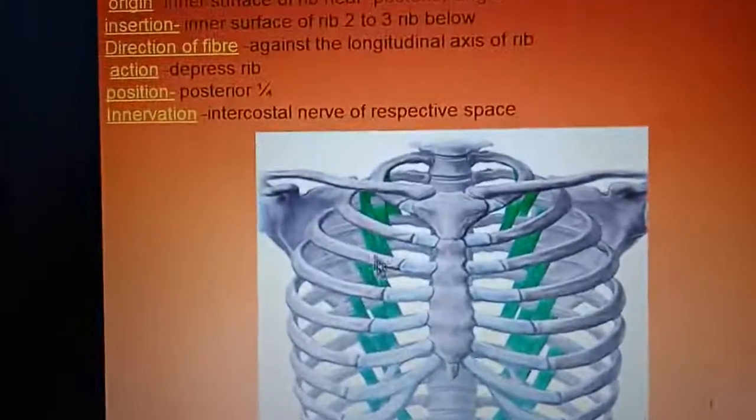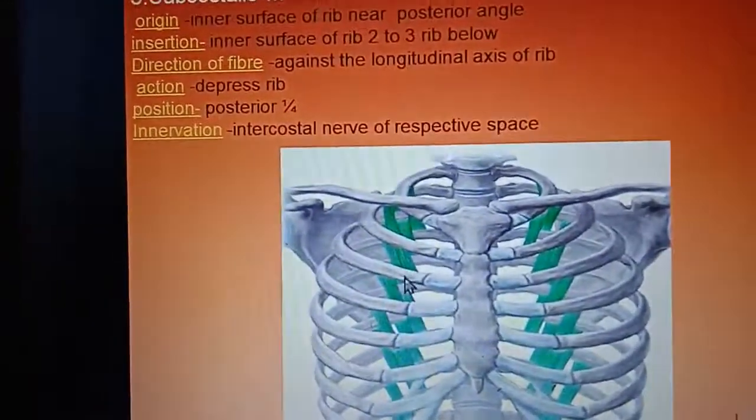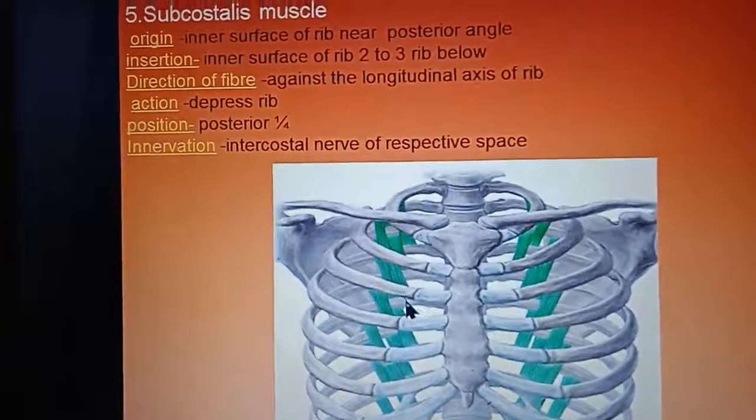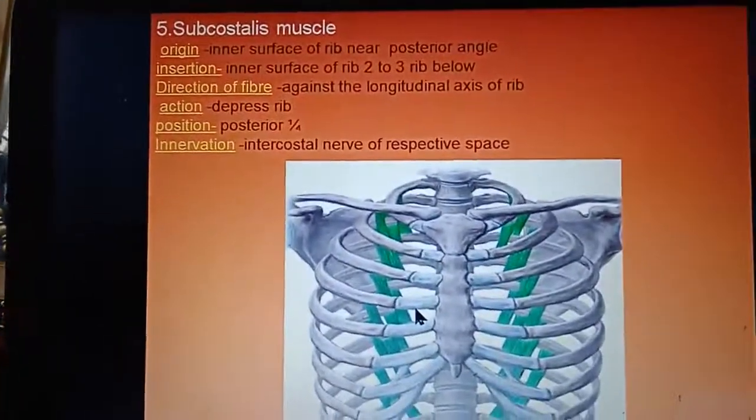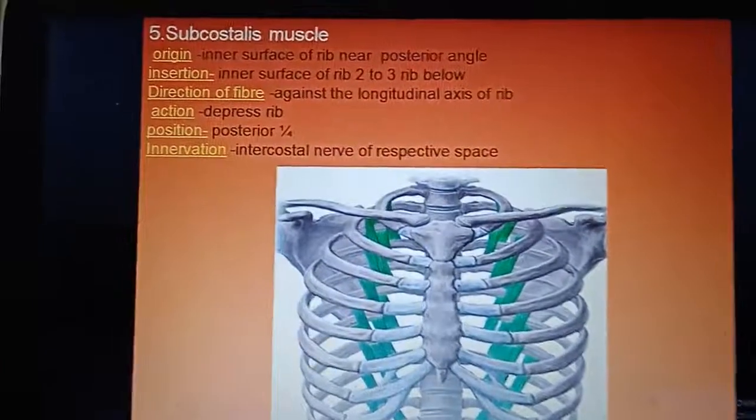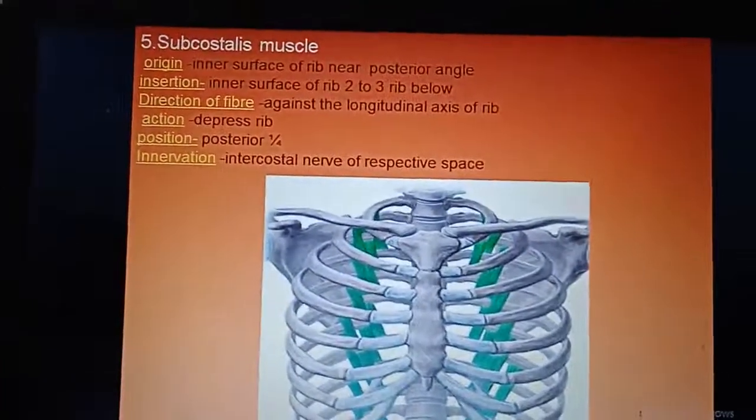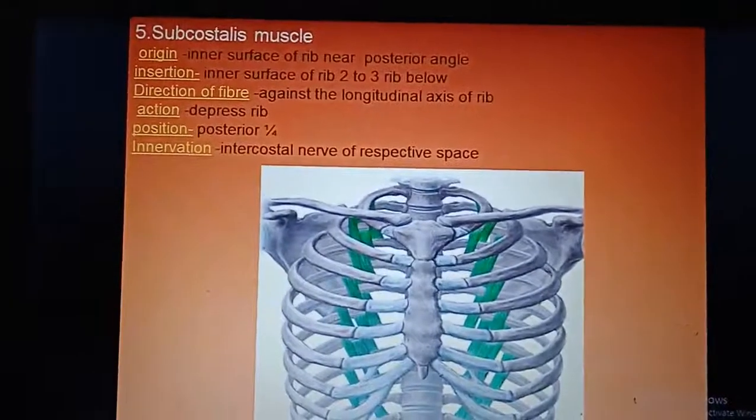Very clearly we can see that its direction of fiber is against the longitudinal axis of rib, so it will depress the rib, and it is situated in the posterior 1/4 and innervated by the intercostal nerve of respective space.